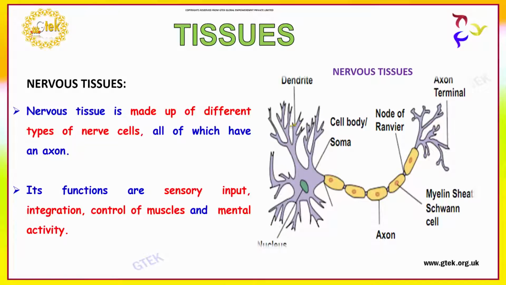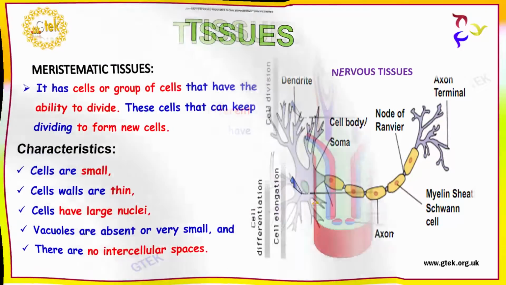It has dendrites and soma. This is called the cell body, or soma. Here the axon is here. In between the axon, the node of Ranvier is present. Inside of the axon is the myelin sheath, and the Schwann cell. Here the nucleus is present.